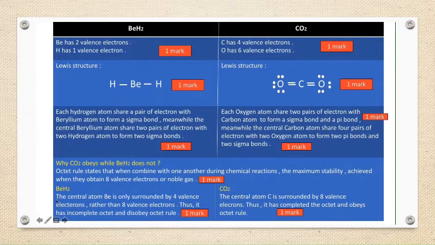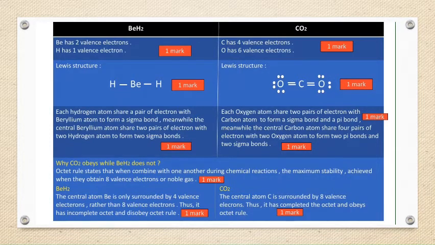So this is the explanation of why beryllium hydride does not obey the octet rule. The central atom Be is only surrounded by 4 valence electrons rather than 8 valence electrons. Thus, it has an incomplete octet and disobeys the octet rule. So 1 mark is given for this. For CO2, the central atom C is surrounded by 8 valence electrons. Thus, it has a completed octet and obeys the octet rule. So 1 mark is given. So, done for the 9A answers.